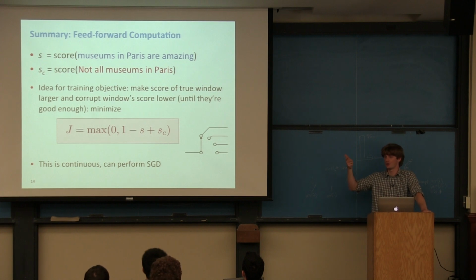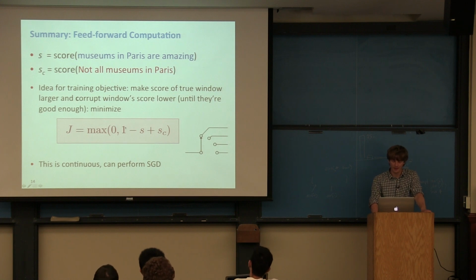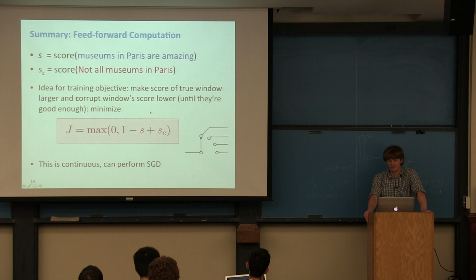We find all the windows in our training corpus where the center word is labeled with a specific label, and then we can generate a lot of different windows where that isn't the case. So the idea here for our training objective is to really increase the score of the true window and lower the score of the corrupt window. And that will lead us to the following objective function.